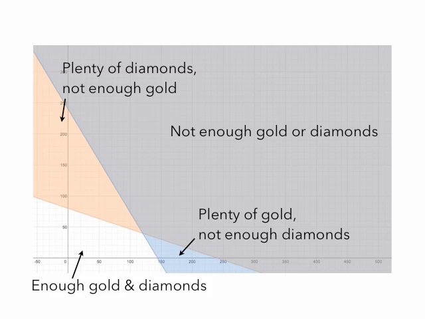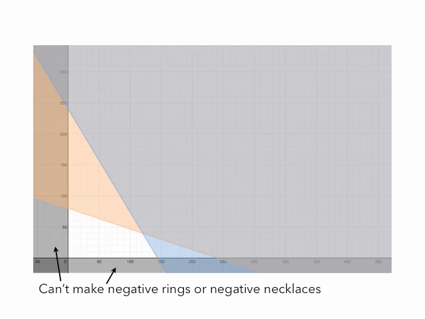And then we've got this white part down in the lower left corner where we do have enough gold and diamonds, and that's where we're going to be looking for our answer. By the way, we can't make negative rings or negative necklaces, so we're going to go ahead and shade all the negative areas under the x-axis to the left of the y-axis because we can't find an answer there. You just can't make negative something.